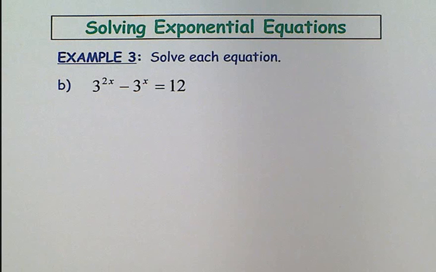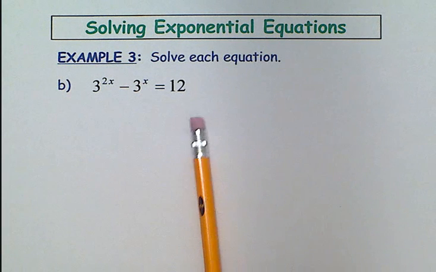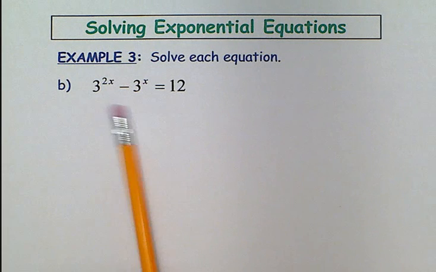Okay, here's another example of solving an exponential equation. So this is the second part to example 3. And you'll notice again on the left-hand side we have two terms that are exponential, and on the right-hand side we have a single term. And so again we can't find the logarithm of both sides, and that's because we have more than one exponential term on one side of the equation.